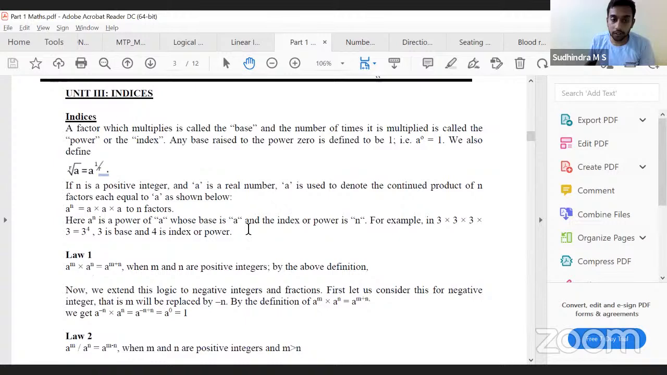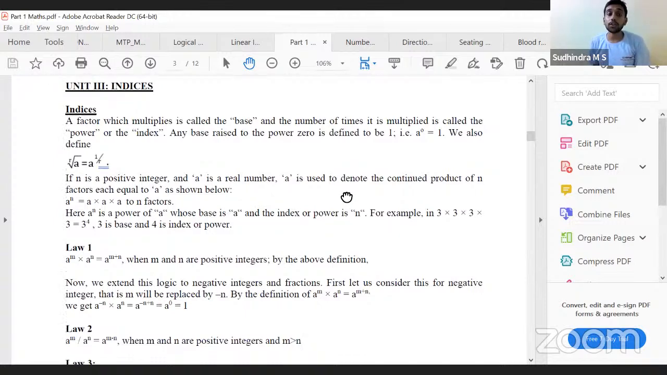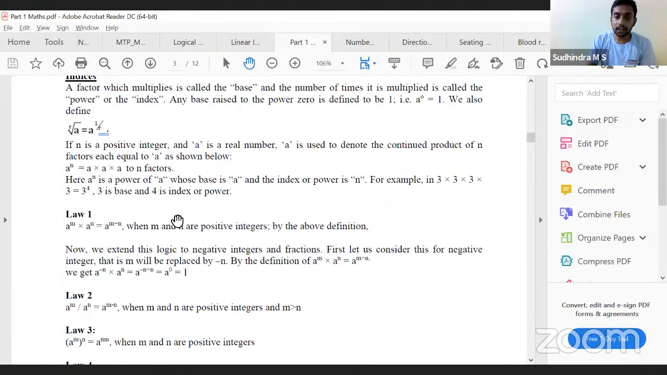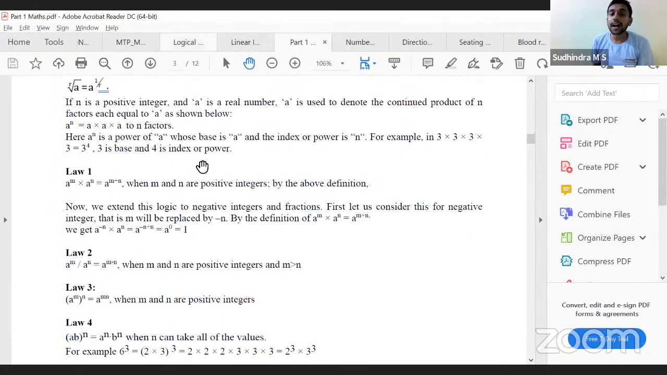If n is a positive integer and a is a real number, a to the power of n is used to denote the continued product of n factors each equal to a, as shown below. a to the power of n is a into a into a, n times. That is what we have discussed. With regard to this, there are some laws that we have to remember. a to the power of m into a to the power of n will be equal to a to the power of m plus n.